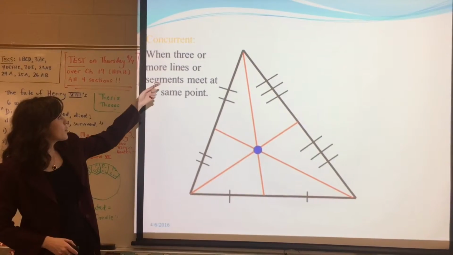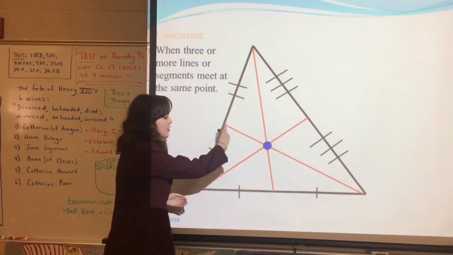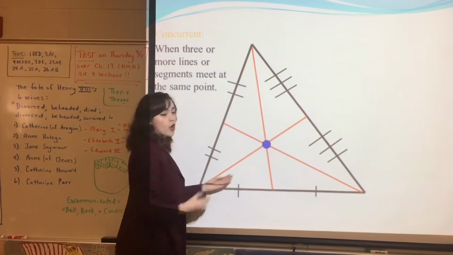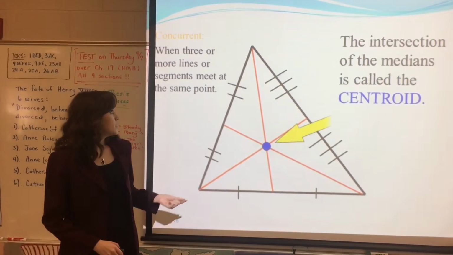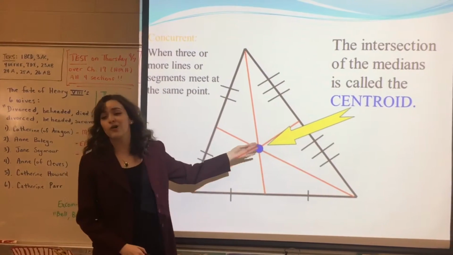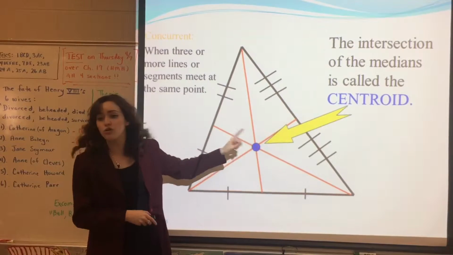Concurrent, it says when 3 or more lines or segments meet at the same point. So we have our 3 medians, and they all meet at a single point. The intersection of the medians is called the centroid. So when these 3 medians meet at this point, it is called a centroid.